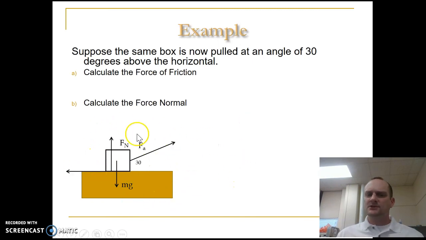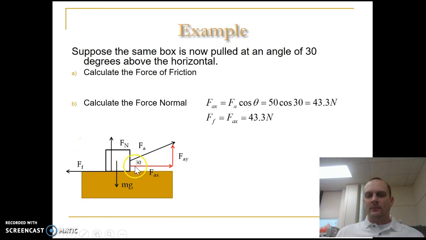Now this is the same situation as before, where the box is moving at a constant speed, so my forces need to balance. Well, let's look at the force there. There's my force of friction label, right? Let's look at that applied force. That applied force is made up of a component that is in the x direction and a component that's in the y direction, right? Because it's at an angle, there's some force acting horizontally and there's some force acting vertically.